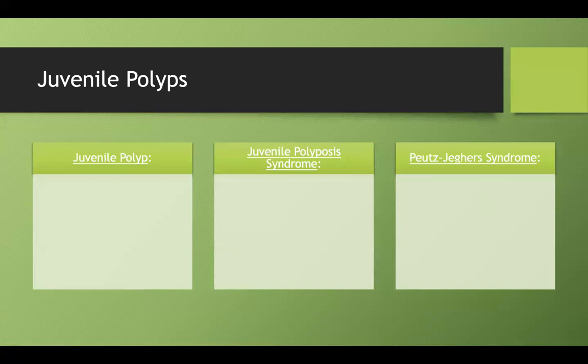Before we talk about colon cancer, I want to talk about a few more polyps that are often tested, and those subtypes are called juvenile polyps. So a juvenile polyp is a hamartomatous polyp.